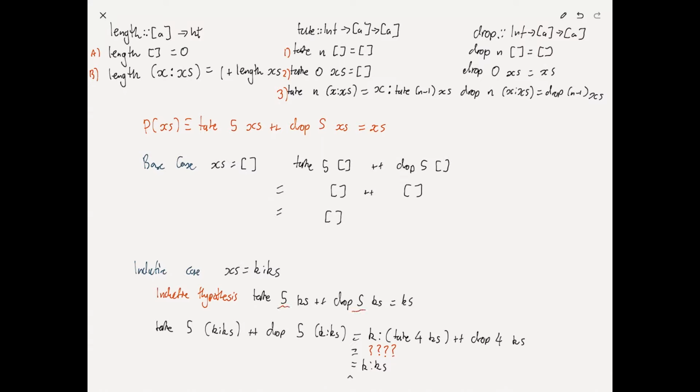And even if I use some associativity property about plus plus and cons here, it's not going to be enough, because this term here, take 4 k's plus drop 4 k's, is about 4, not 5. So my inductive hypothesis and what I want to show don't line up. When you see this problem, it means that the thing you're trying to prove is too specific. What you need to do is generalize what you're trying to show, which makes it easier to prove because you get a stronger inductive hypothesis. And if you prove a more general property, then you can instantiate that property to prove the specific property you want.